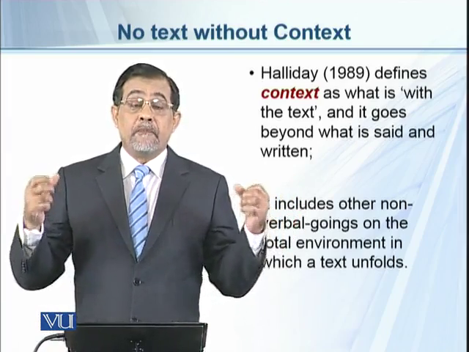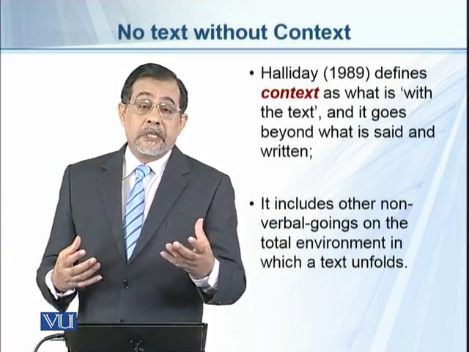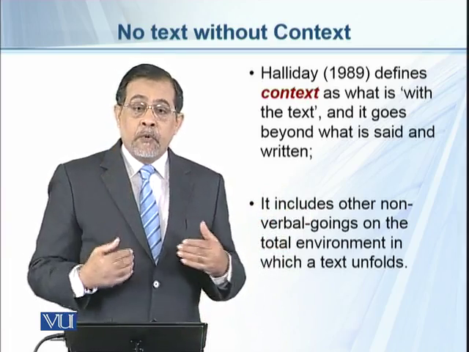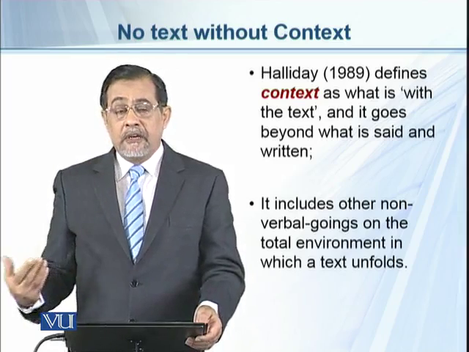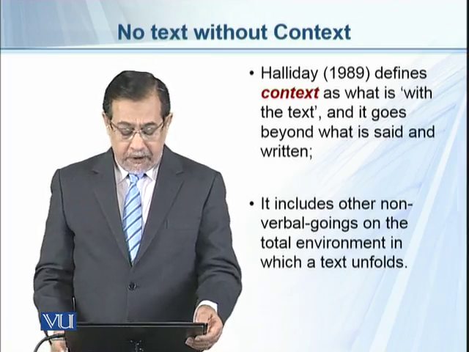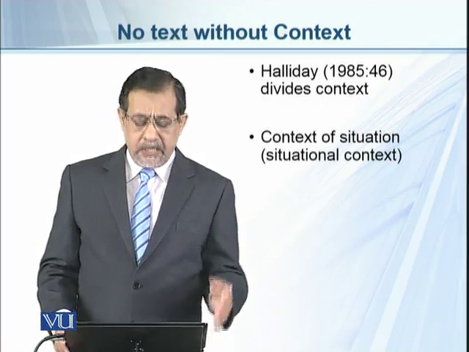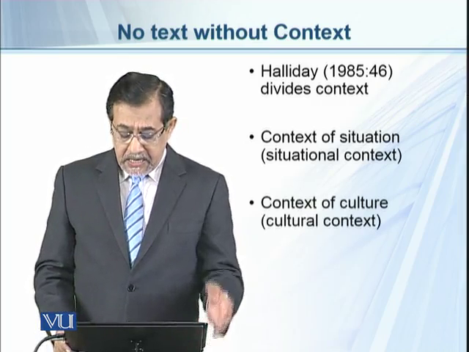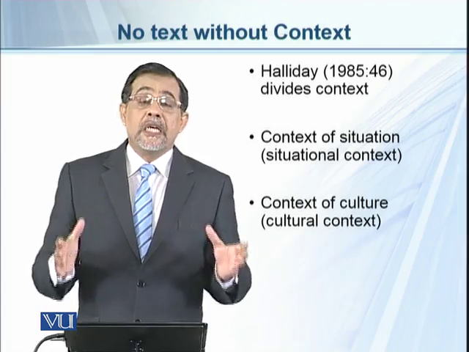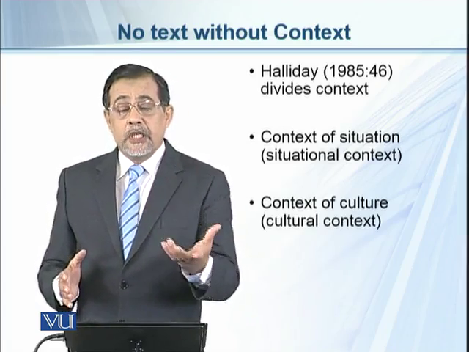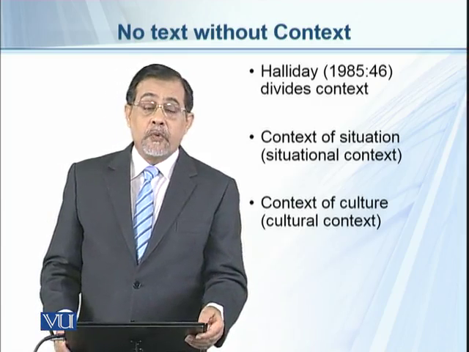For example, the total environment includes both the situational context and the physical context, the environment where a certain context takes place. So it is very important that both things go side by side. The text should be understood with the help of the context in which the text is found. Halliday divides context into the context of situation, or situational context, the situation in which the text takes place, and the context of culture, the cultural context, the culture in which the text takes place. So these are two very important things to understand: what is the situation of the context and what is the culture of the context. Unless we are aware of these two things, it is difficult to understand a text.